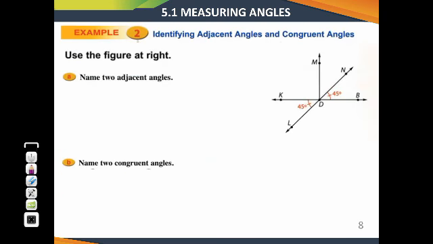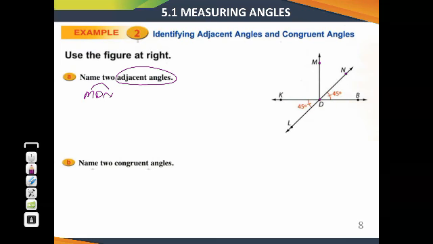Next one, we have identify adjacent angles and congruent angles. We have to find the adjacent angles and the congruent angles. First of all, we have to use this figure. Name two adjacent angles. Adjacent angle means they have the same vertex. For example, guys, MDN.